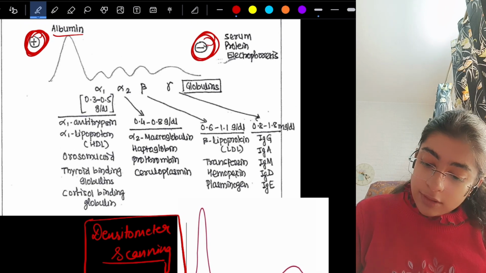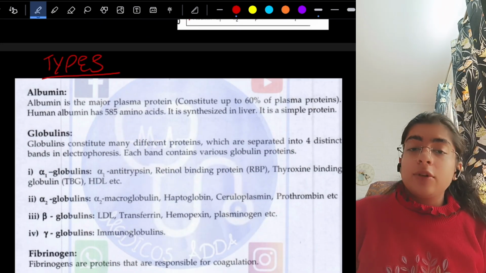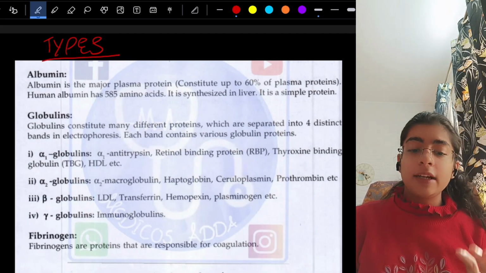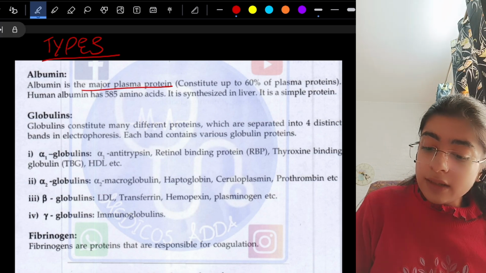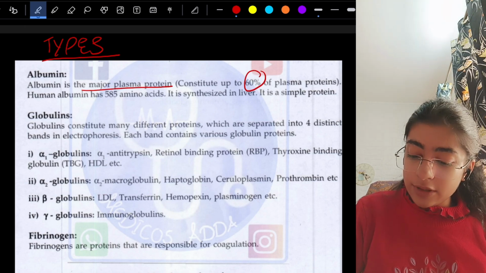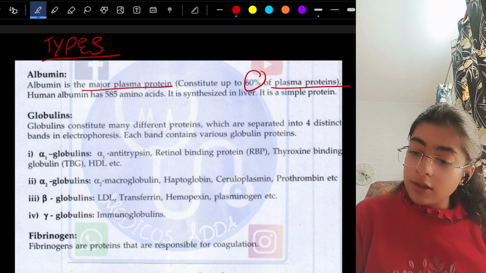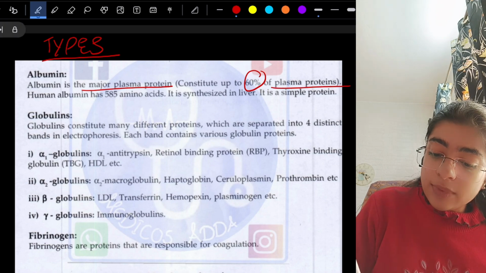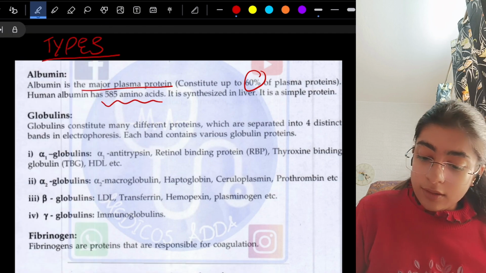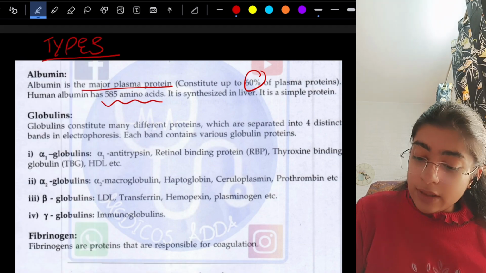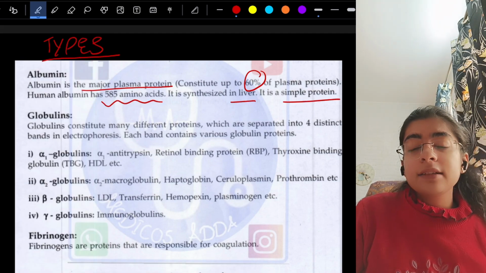Next comes the types of plasma protein we have classified. Now we have to explain that. So albumin is the major plasma protein, constituting up to 60% of the plasma proteins. Human albumin has 585 amino acids. Human albumin is synthesized in the liver and it is a simple protein.